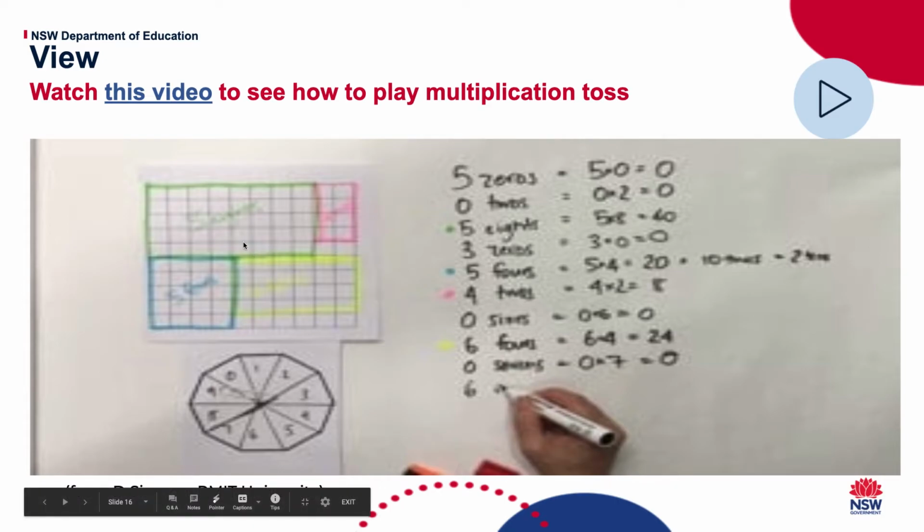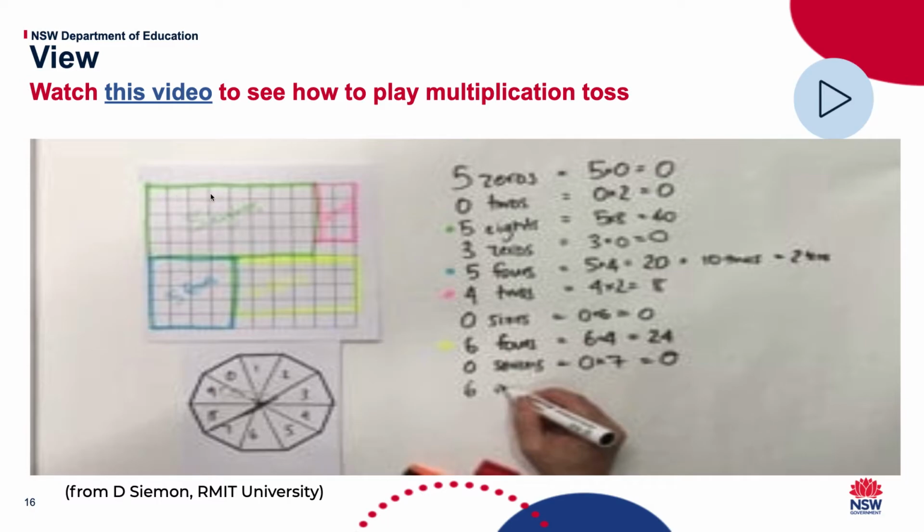You've got your spinner, and this person has spun an 8 on one of their spins, and they've also spun a 5. 8 times 5. And then this is their array, and they've put their name in it because that's their area now. This person has spun a 2 and a 4. 2 times 4. Okay? That's how you mark out the boxes.